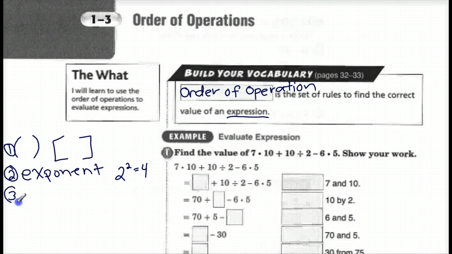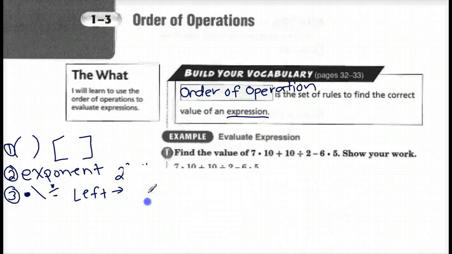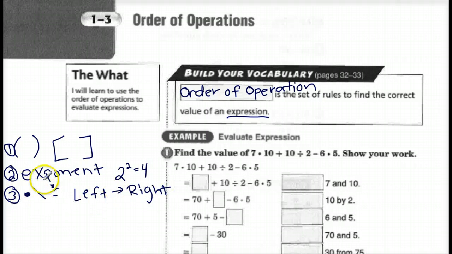Third thing we do is multiplication and/or division. Why do we say and/or? We're using a slash mark for and/or. We say and/or because they can happen at the same time. So in this case, we would just move from left to right. Think of the way in which you read a book, from left to right. It doesn't matter. If multiplication is all the way to the left, then we do that first. But let's say division is all the way to the left, then we would divide first.